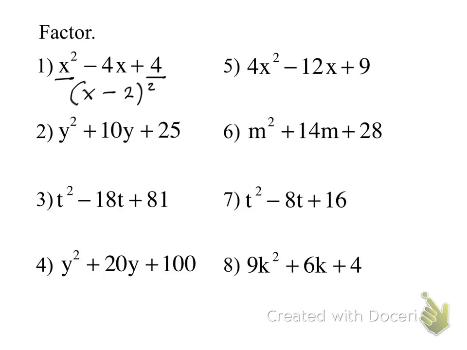Okay, so let's go. Number 2. Oscar. Y plus 5 squared. Good. Who's next to you? Number 3. T minus 9 squared. Okay, number 4, let's go with Spencer.